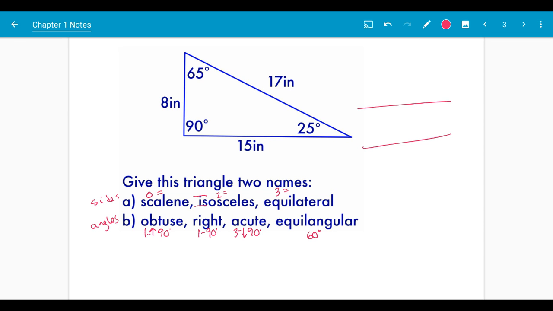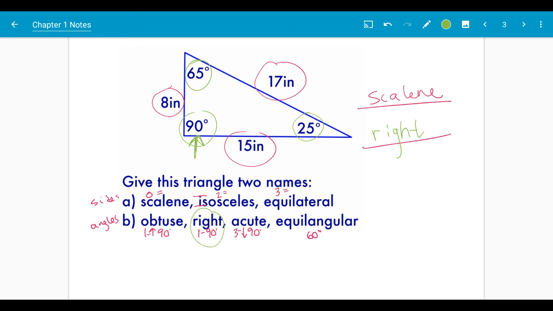Okay, so if we look at our sides, none of those are the same. That means we're looking at a scalene triangle. And then if you look at the angles, we have this angle here. There's 1 90 degree angle. So that means this is a scalene right triangle. Okay.